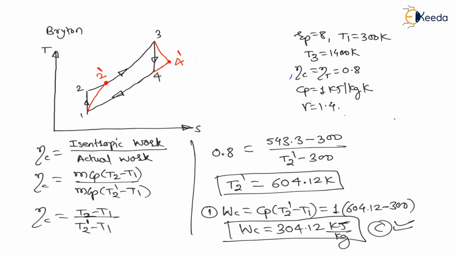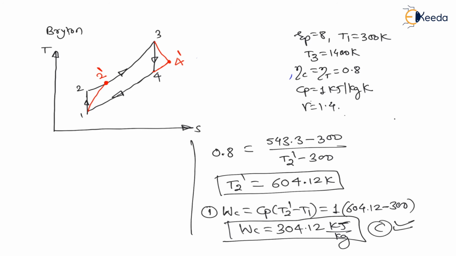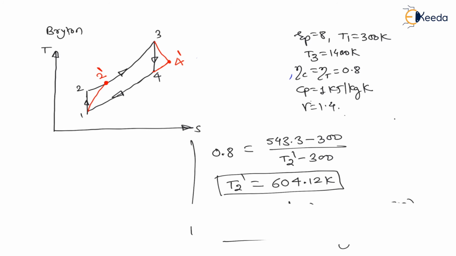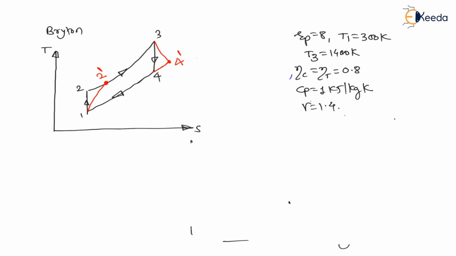Now let us go further to the second question. Here T2' is required. My dear students, this T2' is required, right? Let us solve the second question. Now I am writing this T2' here somewhere: T2' is equal to 604.12 Kelvin.